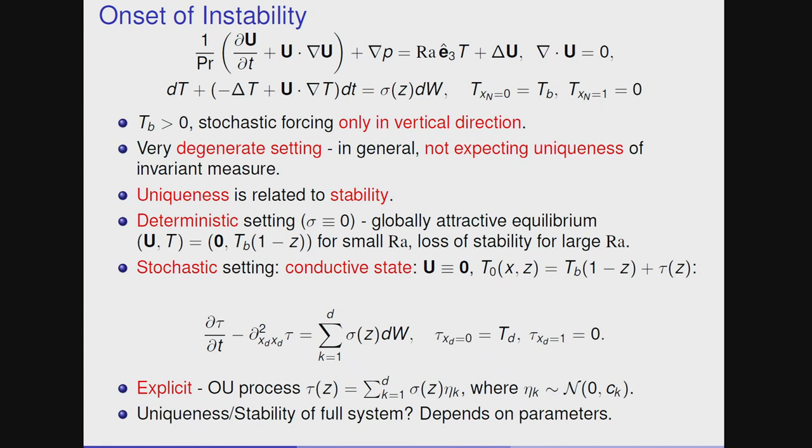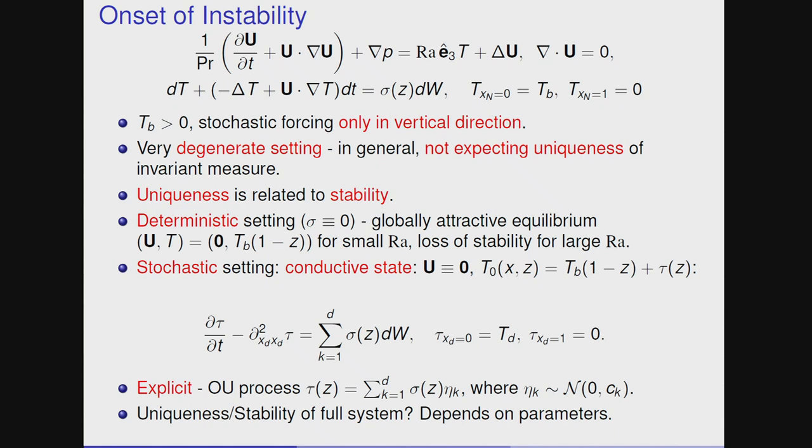Okay, so this is a solution, and what's important is that it is stable if this Rayleigh parameter is small. Now, this is a classical result of Rayleigh: he proved that there is a loss of stability for a large Rayleigh number. I'm going to talk about this a little bit later.